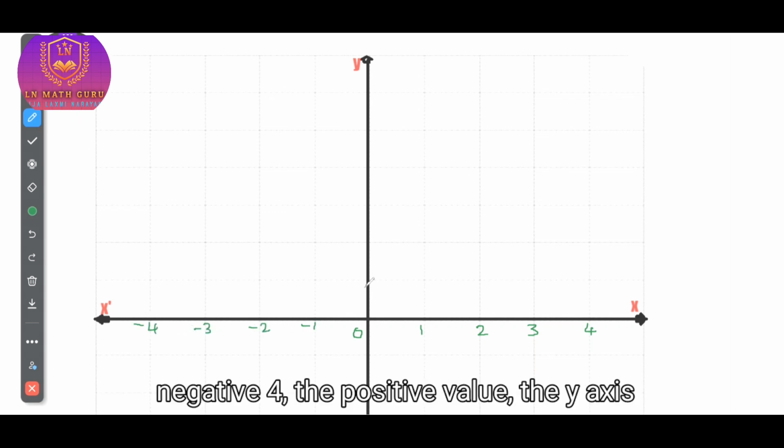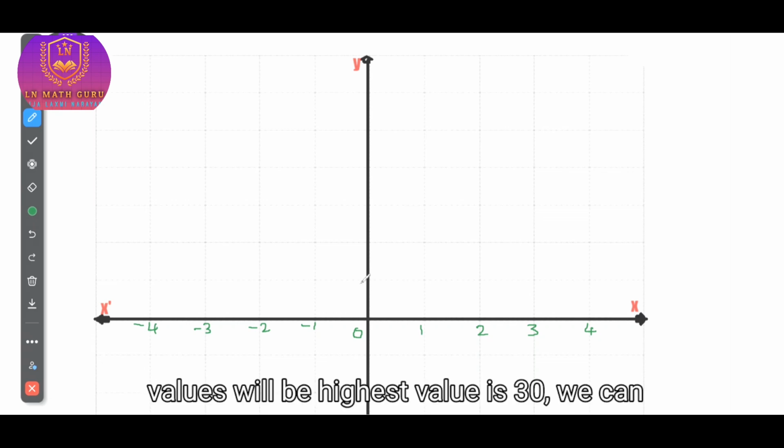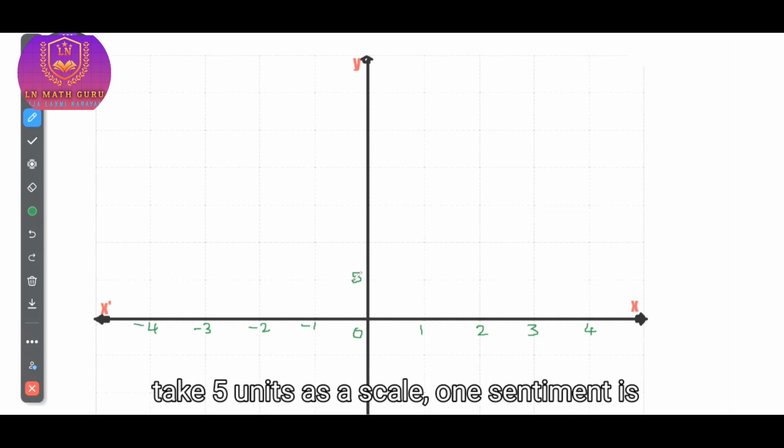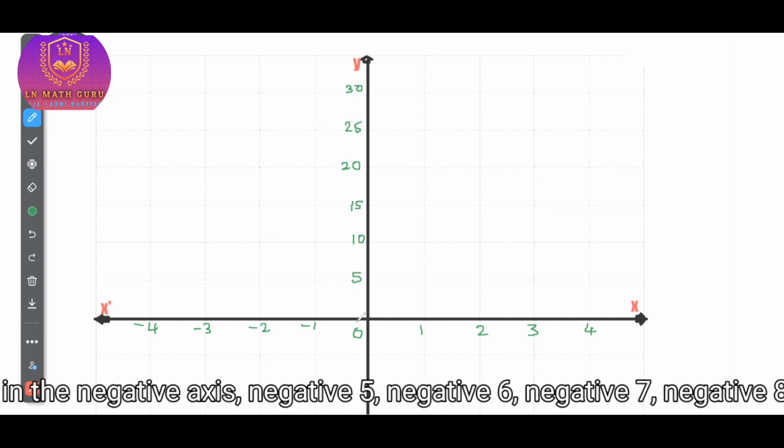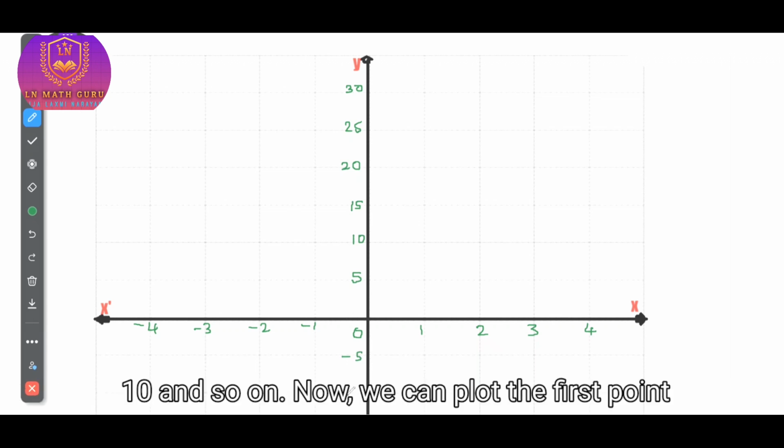On the positive y-axis, the highest value is 30. We can take 5 units as a scale. 1 centimeter is 5 units. That is 5, 10, 15, 20, 25, 30. Similarly, in the negative y-axis, -5, -10 and so on.